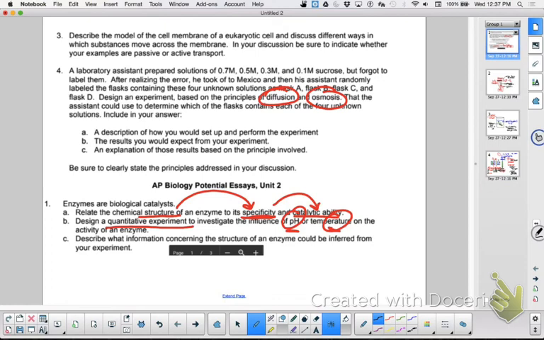And then the third part says, describe what information concerning the structure of an enzyme could be inferred from our experiment. Well, we know that enzymes have an optimal pH and an optimal temperature. And if we change the pH, we could change the allosteric, the shape of that enzyme. If we change the shape, what are we going to change again? The active site, right? Change the shape, you'll change the active site. If we change the pH, we can change the active site. And so then we would affect its catalytic ability.